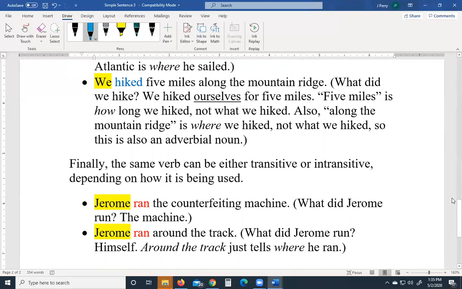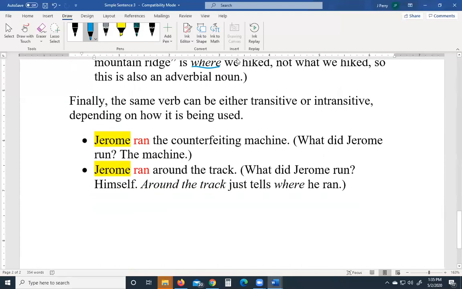5 miles tells us how long we hiked. And along the mountain ridge tells us where we hiked, not what we hiked. So again, this is another adverbial noun. We actually have 2 in this sentence. Now, sometimes the same verb can either be transitive or intransitive depending on how it's being used.